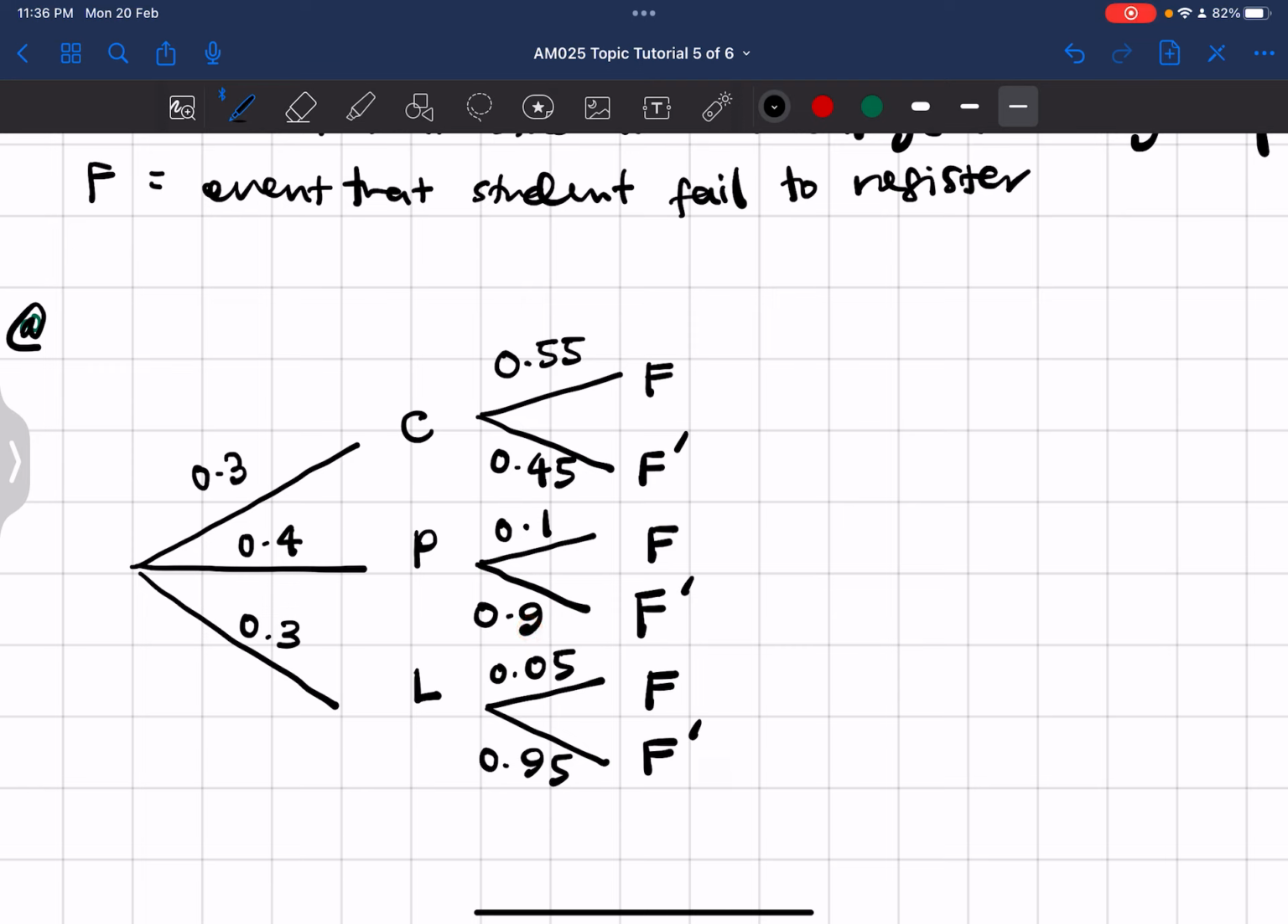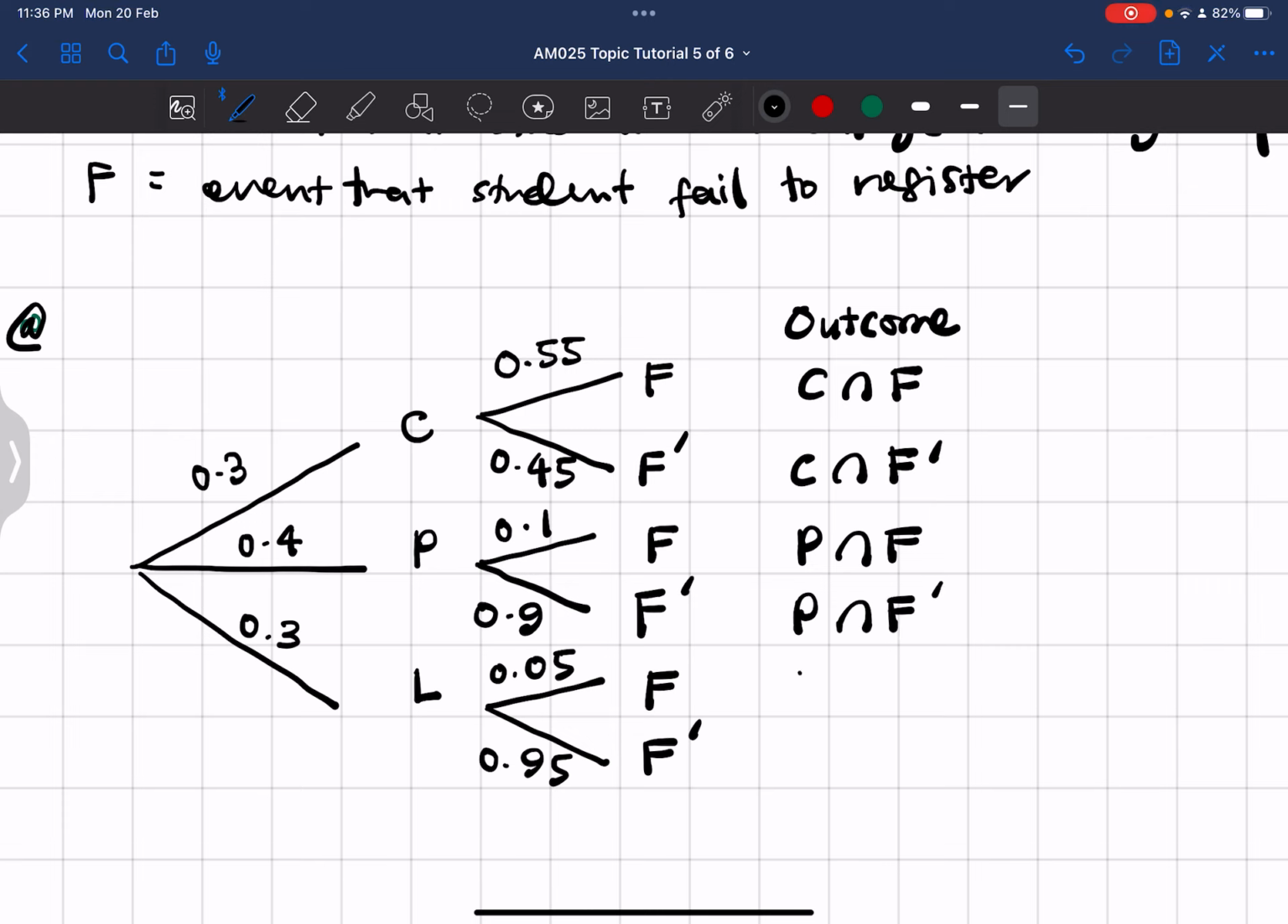Now let us write the outcomes. So we can write down CF, or you may also write C intersect with F. It is the same thing. Then C intersect with complement of F, P intersect with F, P intersect with complement of F, L intersect with F, and L intersect with complement of F.